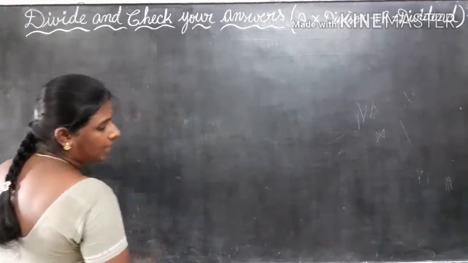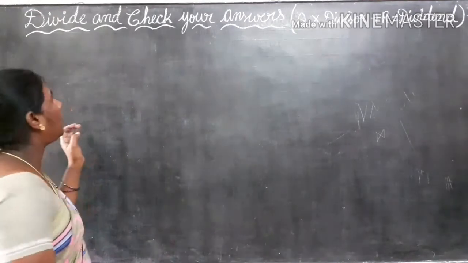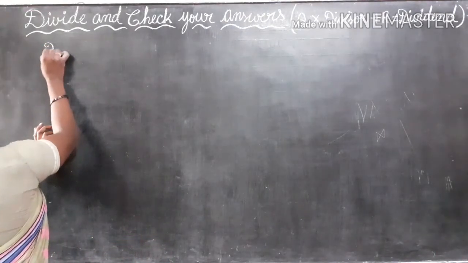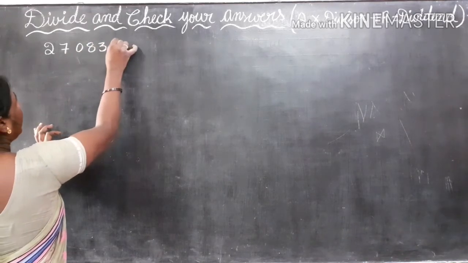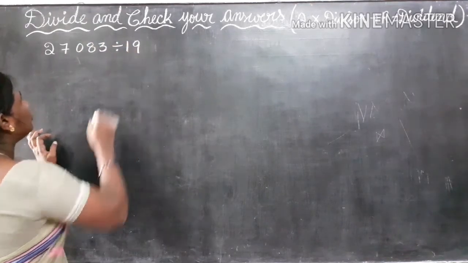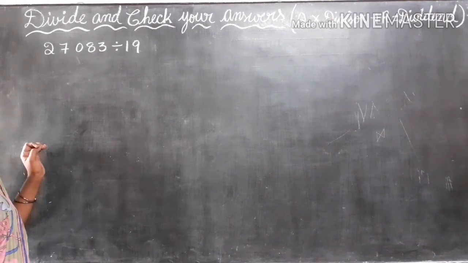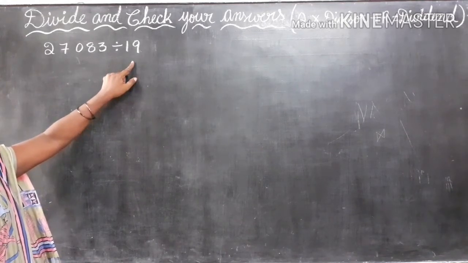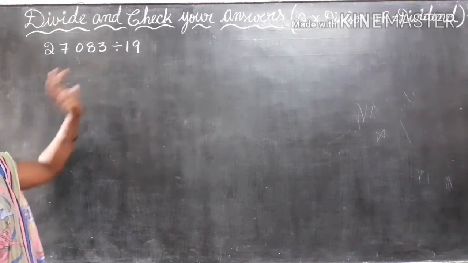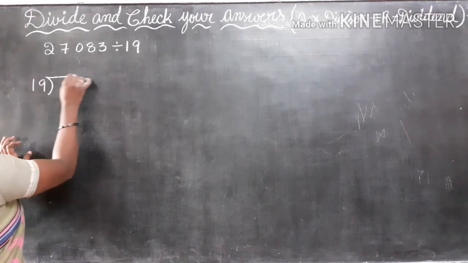So in that first problem, 27,083 divided by 19. It is division of a 5-digit number by a 2-digit number. So first we have to do the division.